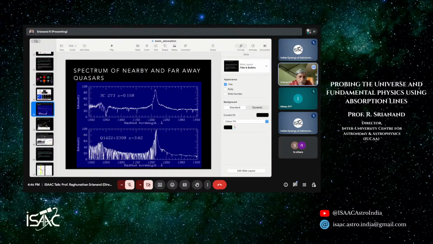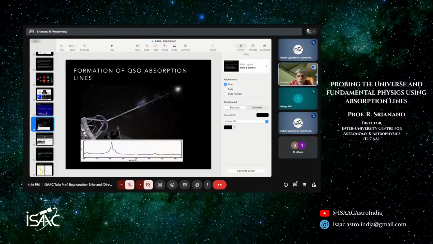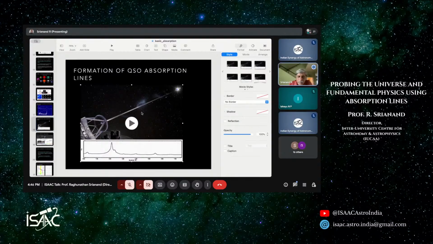Just to put you in this, one of my colleagues has made this movie. The point here is that here is a quasar. This is our telescope, and the photon is going to travel. This is intergalactic space, and there is a galaxy here, and we are going to see how the whole thing plays out. You can see the photon is moving. This blue circle is the location of the photon, and each time it interacts with gas, it produces an absorption line. And the whole wavelength is shifting because time is elapsing.